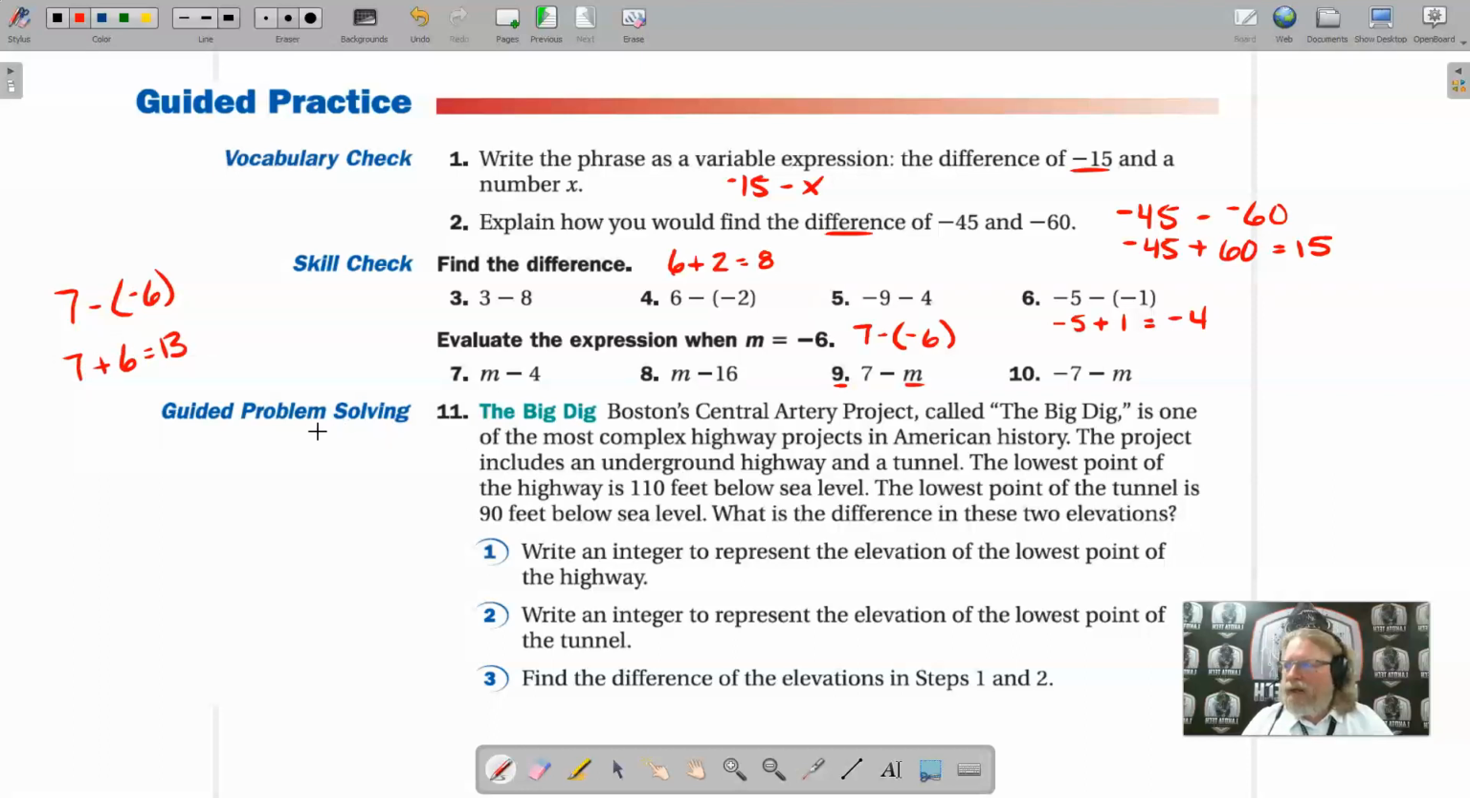All right, and I think I'll go ahead and skip 11. This has got to be a pretty lengthy lesson as it is, so we'll go ahead and finish off with that last question that we just did here in the guided practice.